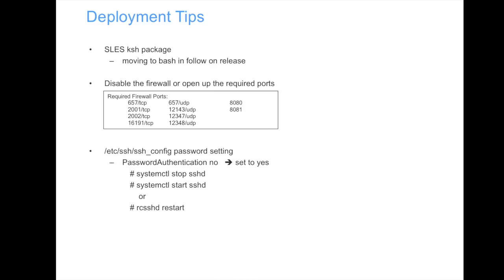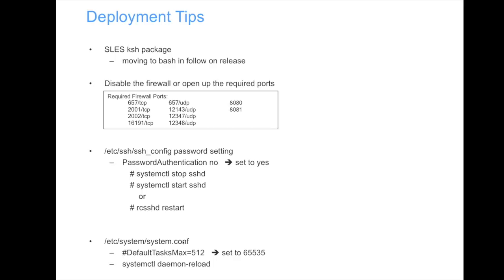And then in order to get the UI server to go ahead and register the cluster members, I did have to make a slight modification on the nodes themselves and on the UI server. So in the etc ssh underscore config file, there's a password authentication that's actually set to no. I went ahead and I tweaked that to yes. And in order for that change to take effect, I ran the systemctl stop for sshd and restarted it, or I ran the rcsshd restart command.